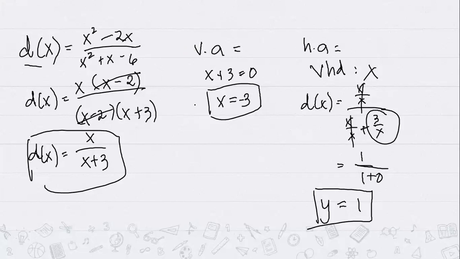Yes, Frances. Sir, dito po sa pagsisimplify po, sa unang step po, yung d of x is equal to x over x plus 3. Nagtataka lang po ako, sir, bakit po hindi pwedeng i-cancel yung dalawang x? Ah, okay. Kasi, itong x ba to? Wait lang. Ito at saka ito? Tama ba? Opo.